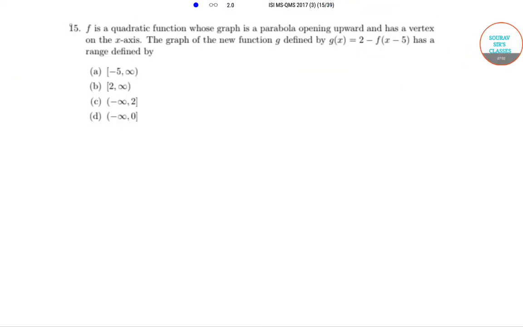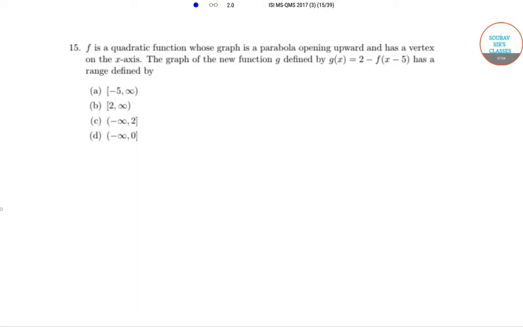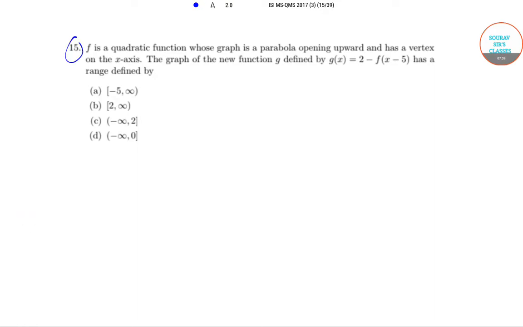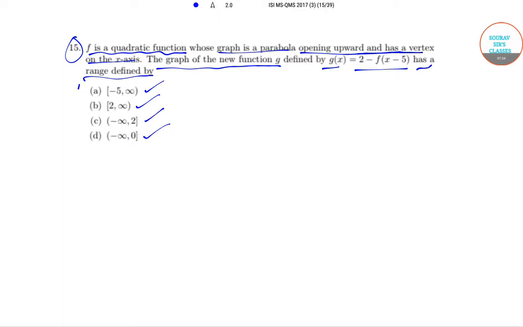In the next question, which is question number 15, it has been said that a function f is a quadratic function whose graph is a parabola opening upward and has a vertex on the x-axis. And the second part is the graph of the new function g, where g of x is defined as 2 minus f of x minus 5, has a range defined by minus 5 to infinity, 2 to infinity, minus infinity to 2, and minus infinity to 0.